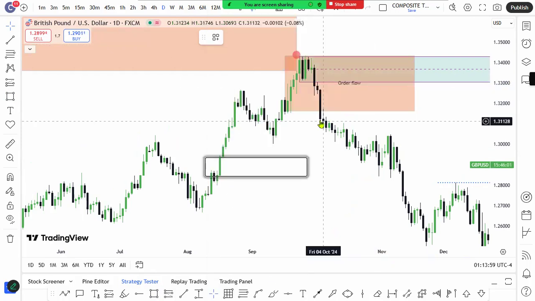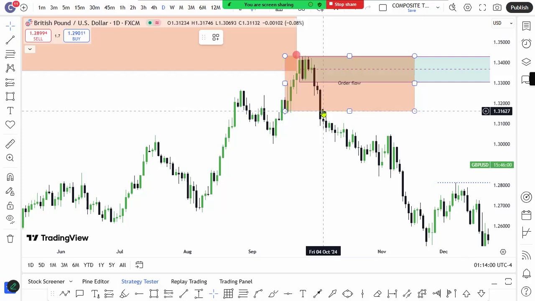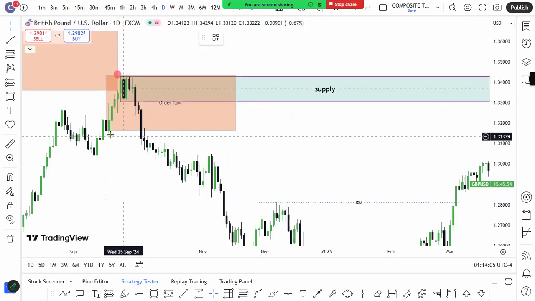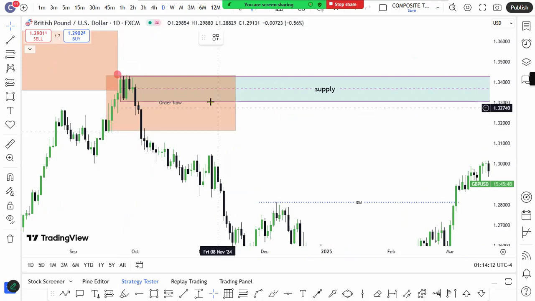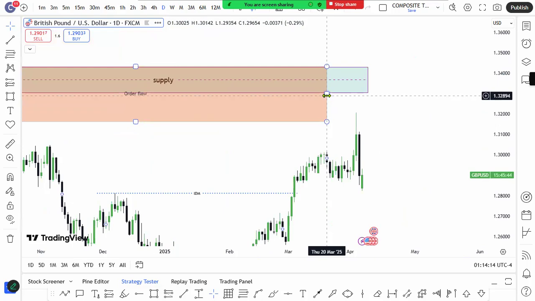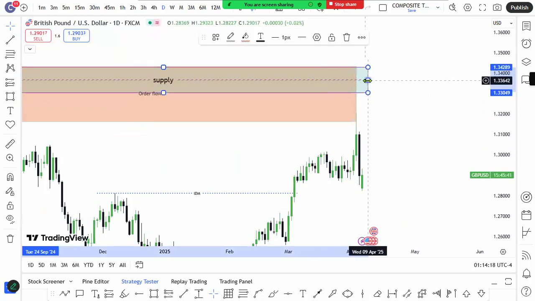So the order flow got tapped, at least a small percentage of it, so price can still use it twice. Order flow is supposed to be used once, but it depends on how deep it has been tapped. Look at this order flow. It was only tapped a little. It is not even 5% of the entire zone, so the zone is still valid. If price taps on the zone, as you can see here, it gets the order flow. Then we can go to the downside.